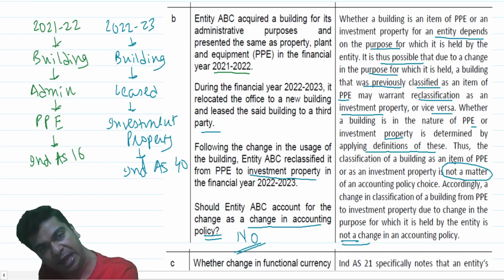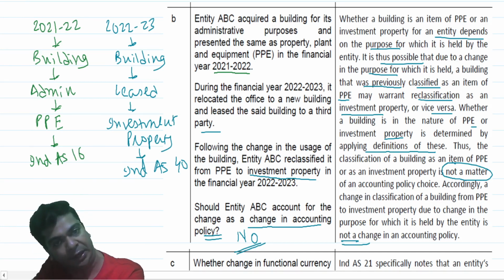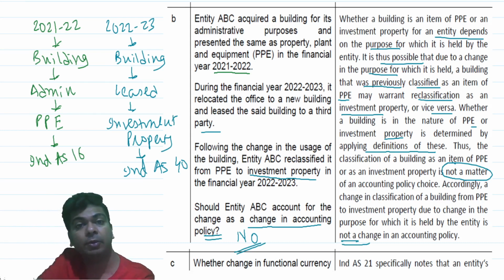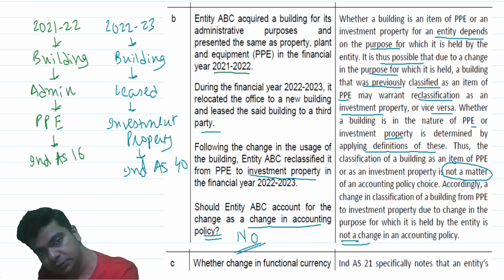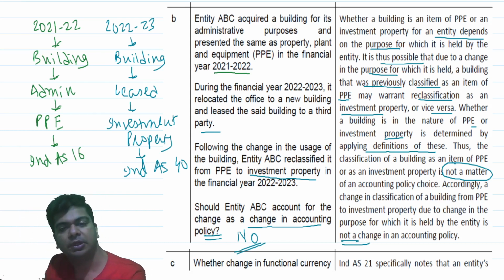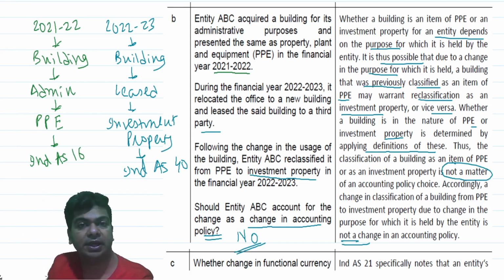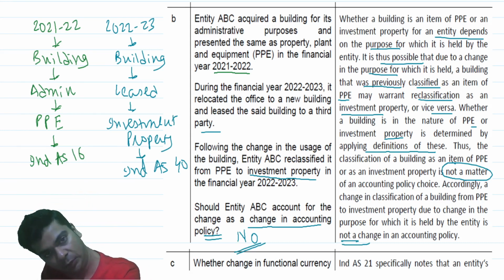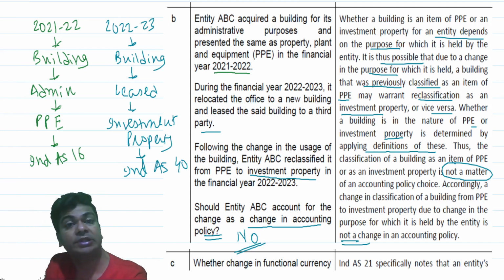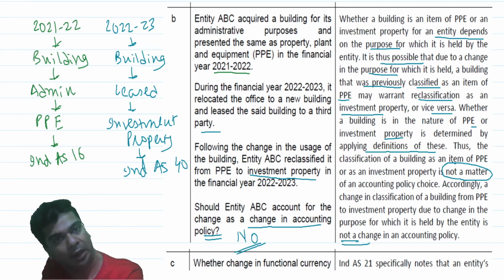Ind AS 40 even considers inventory also. Inventory can also become investment property, and investment property can also become inventory. There are different possibilities. All these possibilities will be taken care of by applying the respective Ind AS. We are not supposed to consider this as a change in accounting policy.